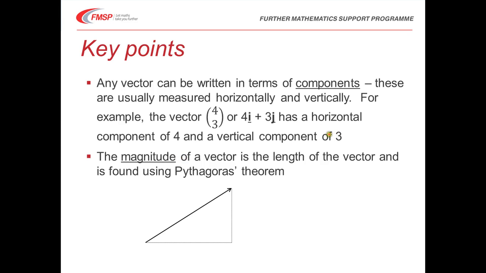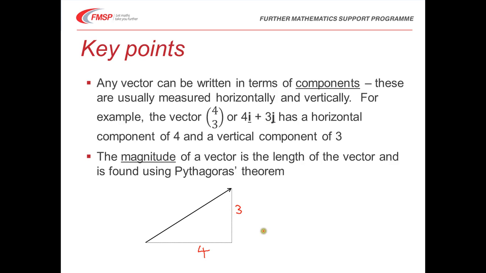Now, any vector can be expressed in terms of its components, normally measured horizontally and vertically. So, for example, this column vector (4, 3), which we sometimes write as 4i + 3j, has a horizontal component of 4 and a vertical component of 3.